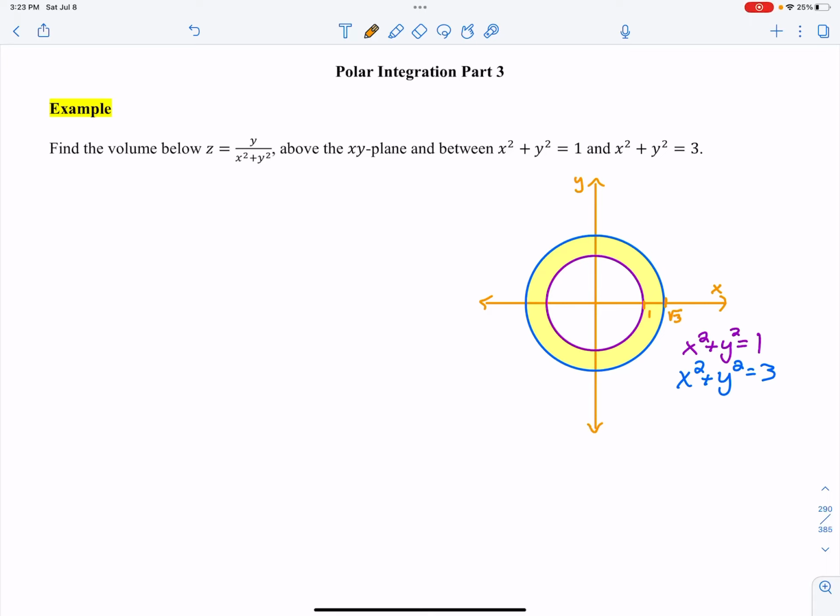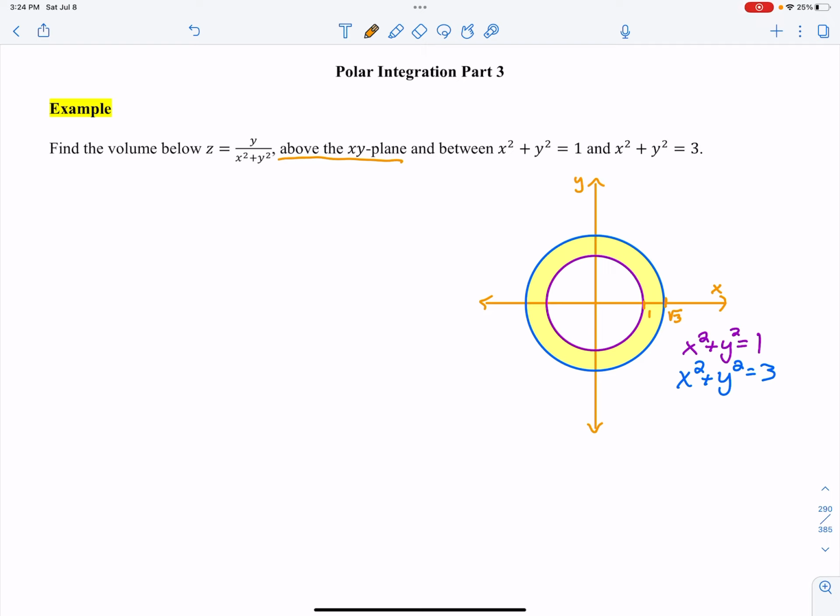In this video, we'll continue our discussion with polar integration with another example. Finding volume below the surface z equals y over x squared plus y squared, above the xy plane. This is very important. And between the circles x squared plus y squared equals 1 and x squared plus y squared equals 3. I drew those circles. Be very careful. The radius of that second one is root 3, not 3.